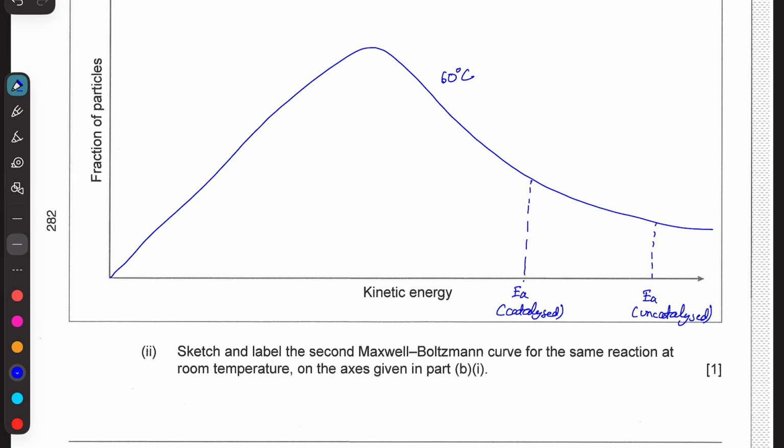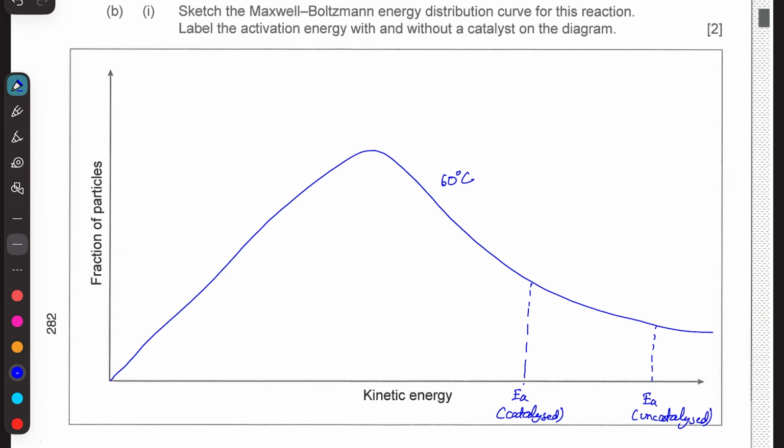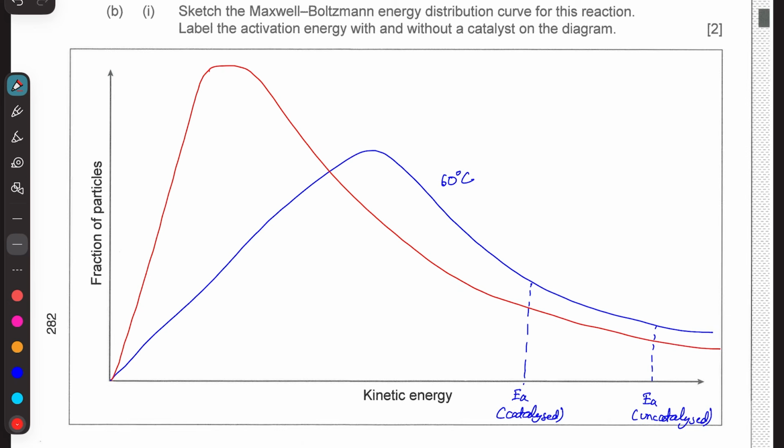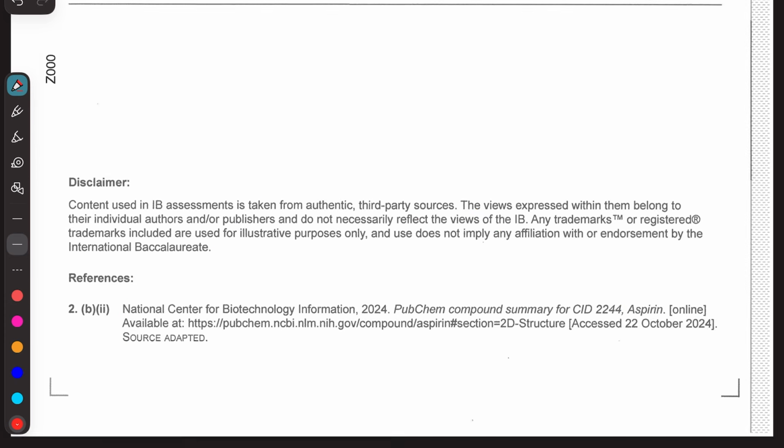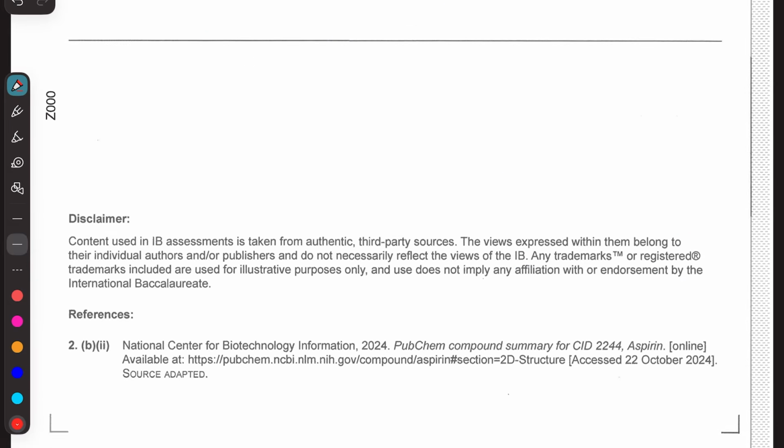Sketch and label the second Maxwell-Boltzmann curve for the same reaction at room temperature. Room temperature means the temperature is lower, so the peak will be higher, like this. And just go below this curve, like this. And that's it for this paper.